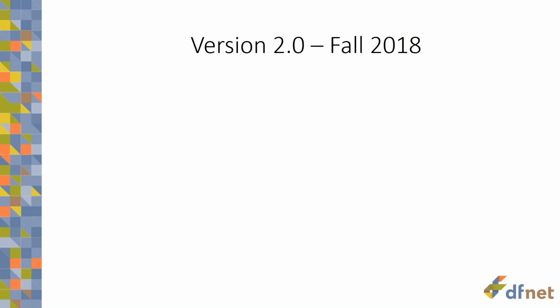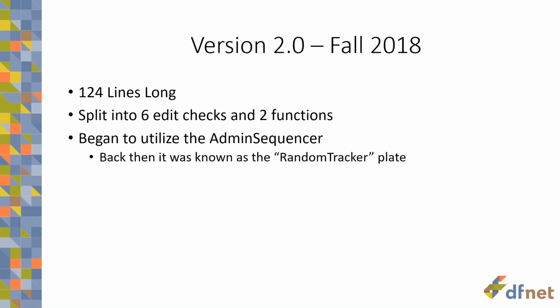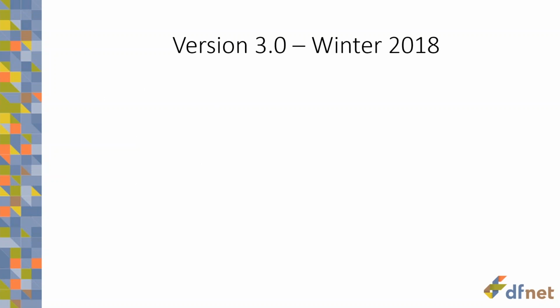Kept updating it, and in fall of 2018, we got to version 2.0. It doubled in the lines of length. We split it into 6 edit checks. We got a little excited, and 2 functions. The idea of the admin sequencer was adopted. It was known as the random tracker plate back then, and it began to send emails, which was great. But it sent too many emails because there was no differentiation in aliases. So the people on the official emailing list got every single email, even the testing ones, and they looked real. So it was difficult to test, but luckily we have upgraded since then.